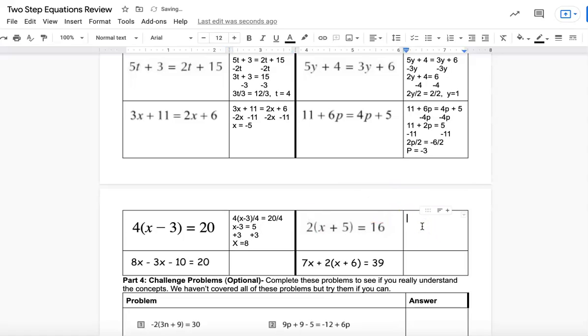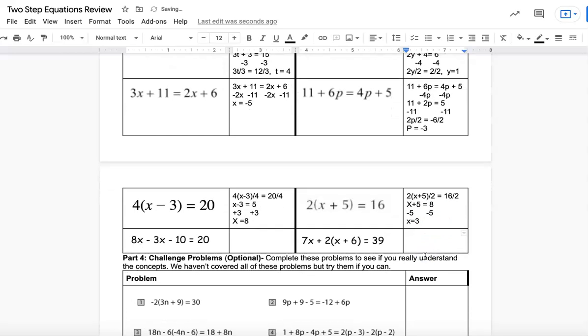Okay, so for this one here, we have 2 times the whole quantity of x plus 5 equals 16. So again, we can divide by 2. We can get rid of that 2, divide both sides by 2. So you're left with just x plus 5 equals 8. Right, 16 divided by 2 is 8. So that whole quantity is what's left after you get rid of the 2, and it equals 8. So subtract 5 from both sides. X equals 3.